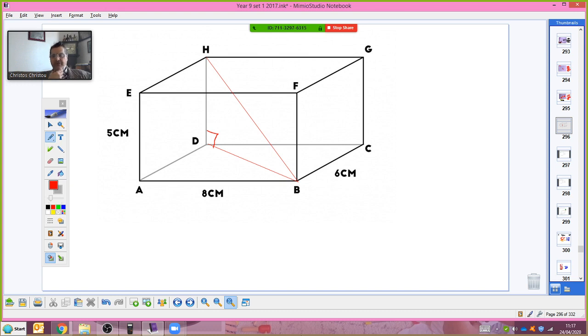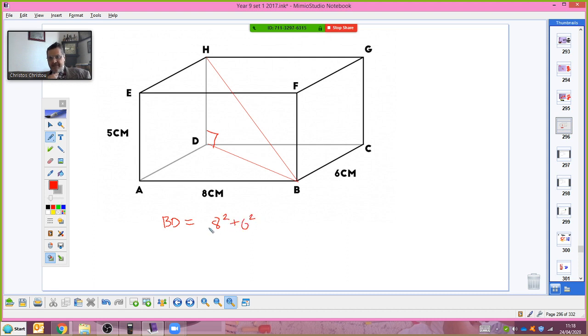Correct. Now, how do you plan to do that? Remember, it's a lovely cuboid. How do you plan to do that? So you're right about that. Let's do BD or DB. How do you plan to do that, sir? I agree. Well done.